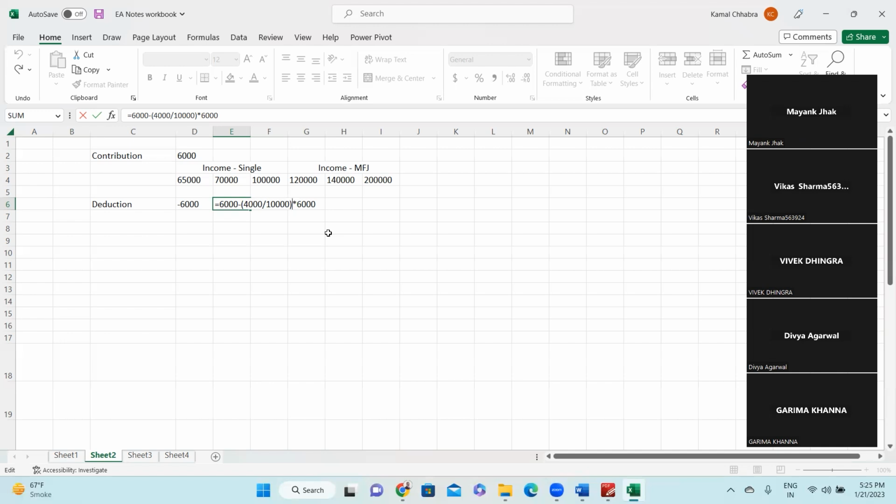Sir, you have written 4,000 and you said that it just crossed the break-even point. So what was the minimum amount for the 4,000 you have written? No, 4,000 is 70,000 minus 66,000. So my earning is 70,000 and the phase out limit starts from 66,000.